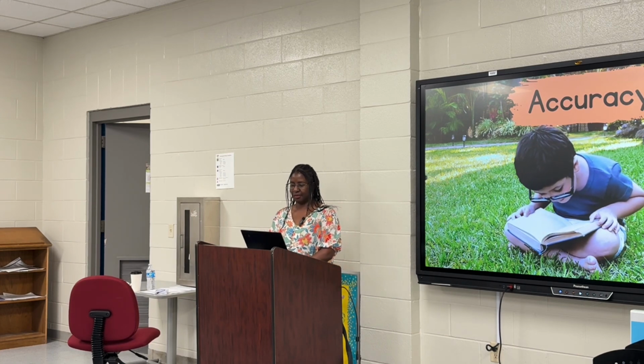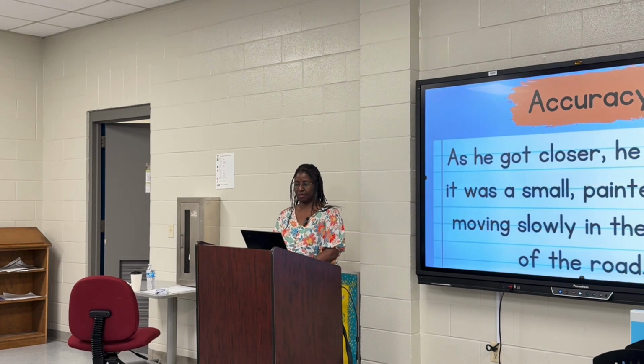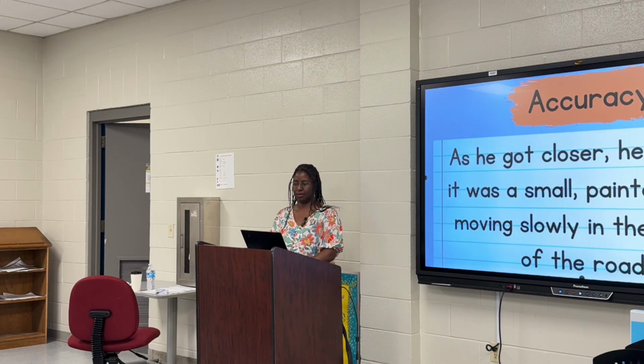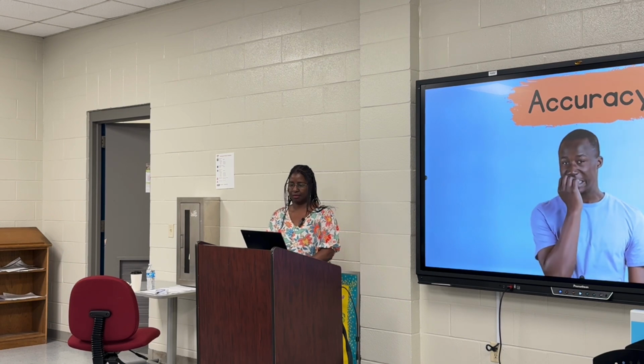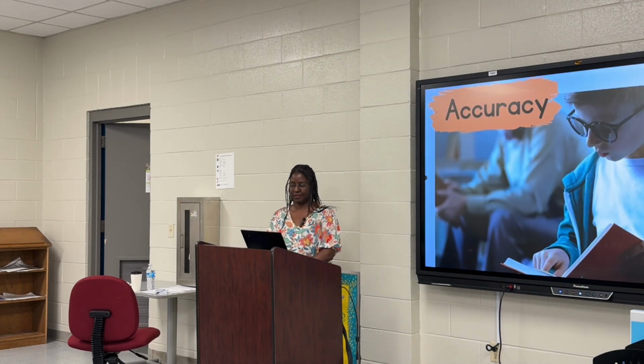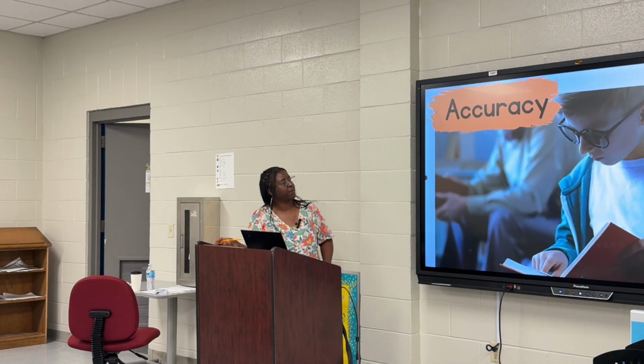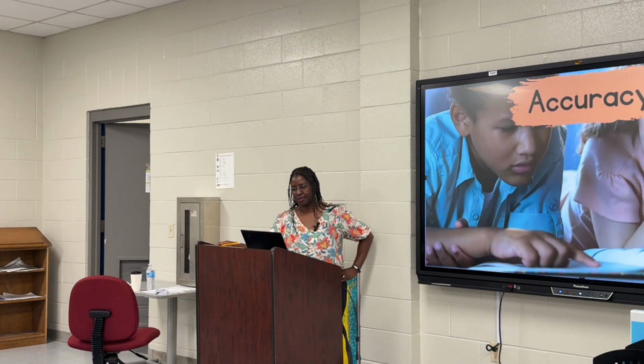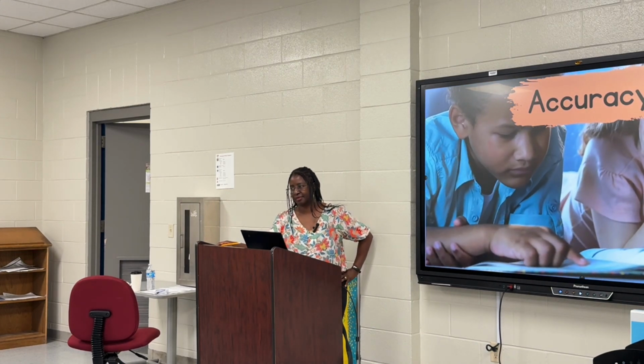Let's continue our story about the boy biking and practice accuracy. As he got closer, he realized it was a small painted turtle moving slowly in the center of the road. You saw that I needed to adjust some of my reading to make sure I was reading the words correctly. A fluent reader doesn't skip words either. A great way to improve your accuracy is to track words with your finger to be sure what you say matches what the book says.